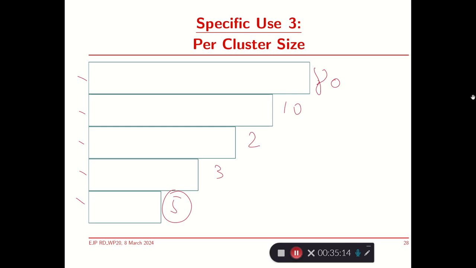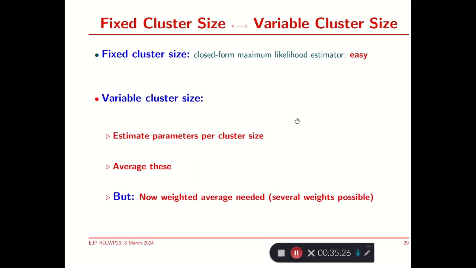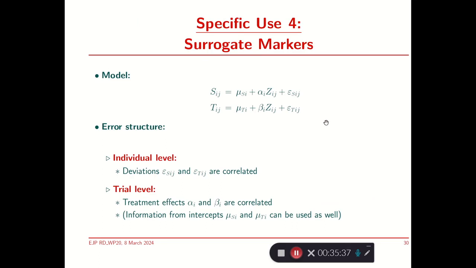So maybe I should take not only the number of people in a group into account, but also how many measurements, sorry, I have in such a group. Okay, so I need to take that into account in my average, which will become a weighted average then. But that can be done, and that has been studied and works relatively well.